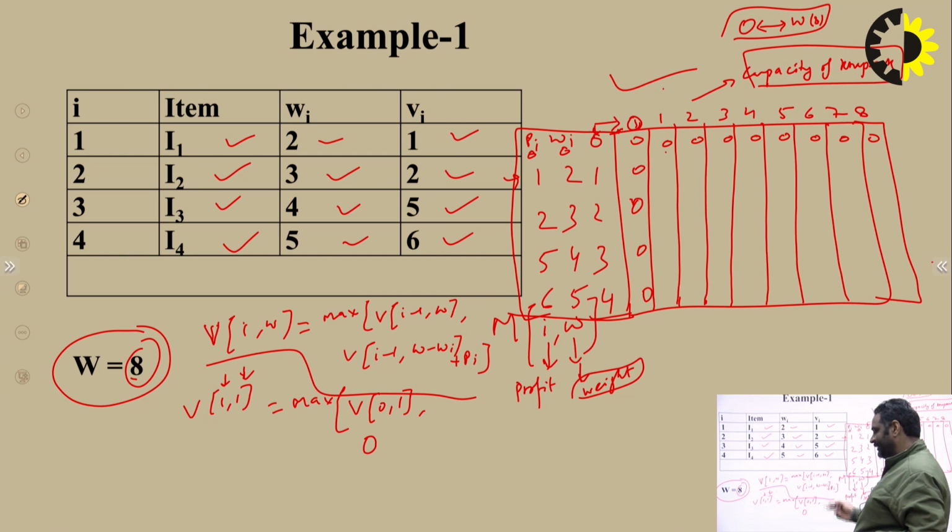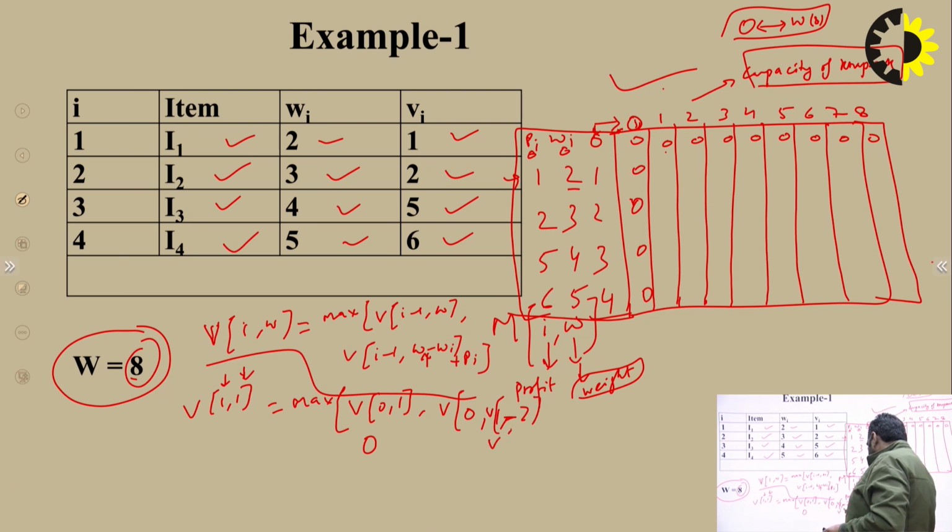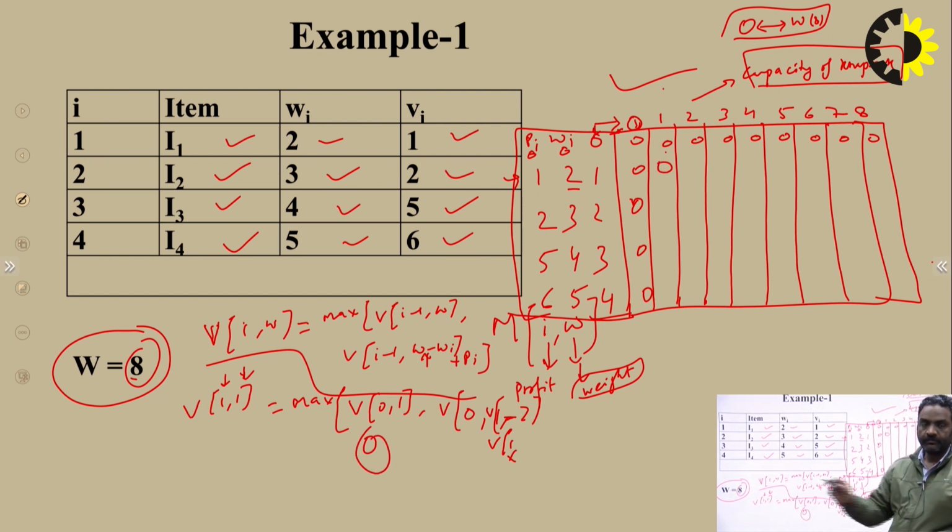Or the second case, that is V(I minus 1), which means 0. Weight is what? 2. Here W is 1. 1 minus the weight of this particular item, which is 2, so 1 minus 2 is minus 1. So this is not a valid entry. It is not applicable in this particular case, so we will take 0 as this particular entry. In the same way, we can fill all the entries like this one.